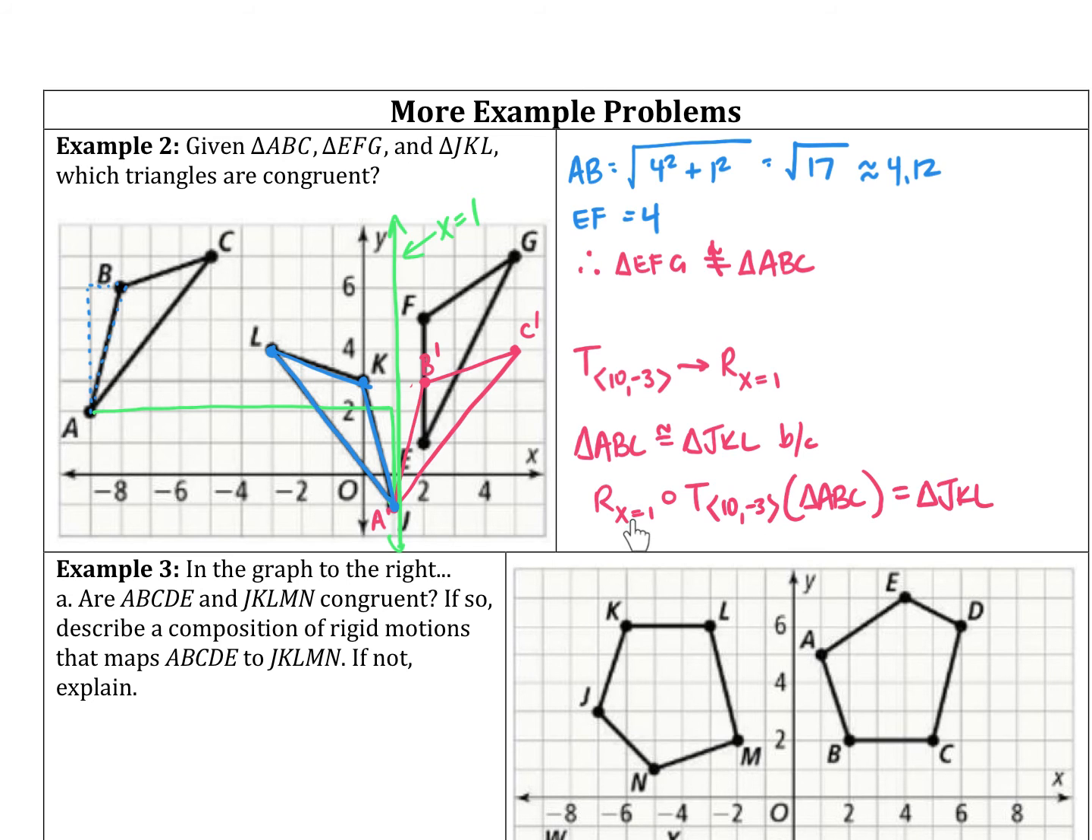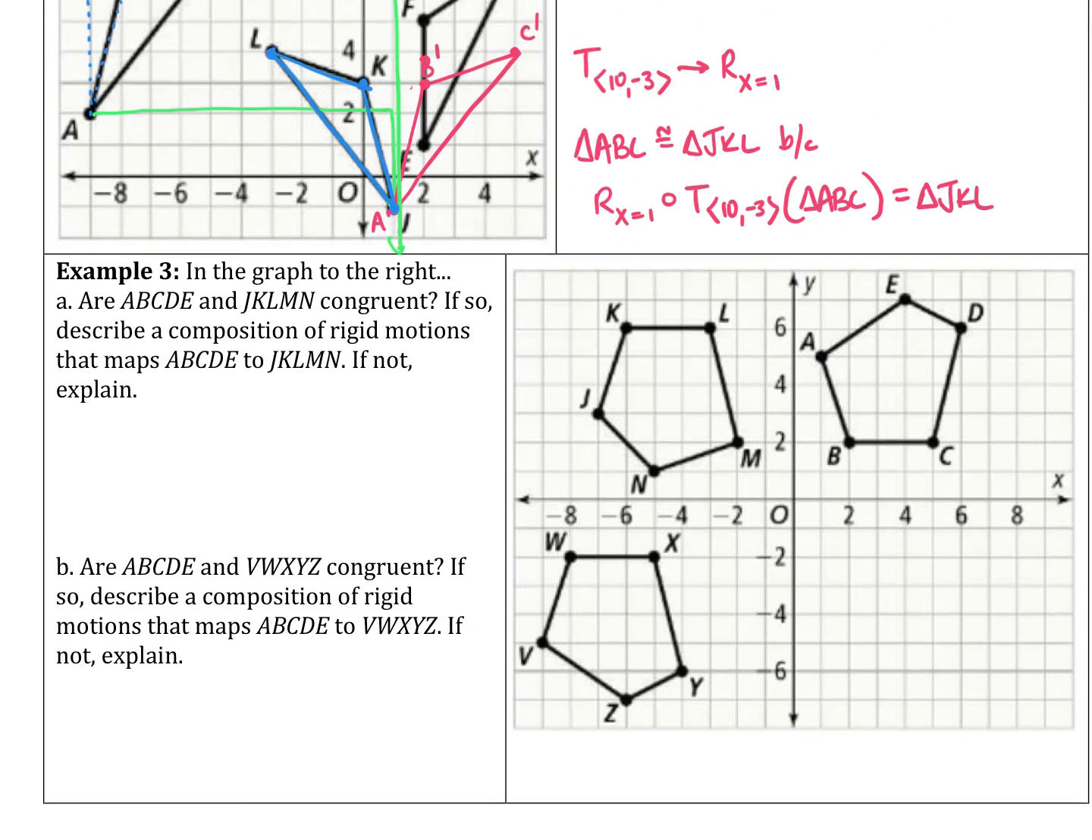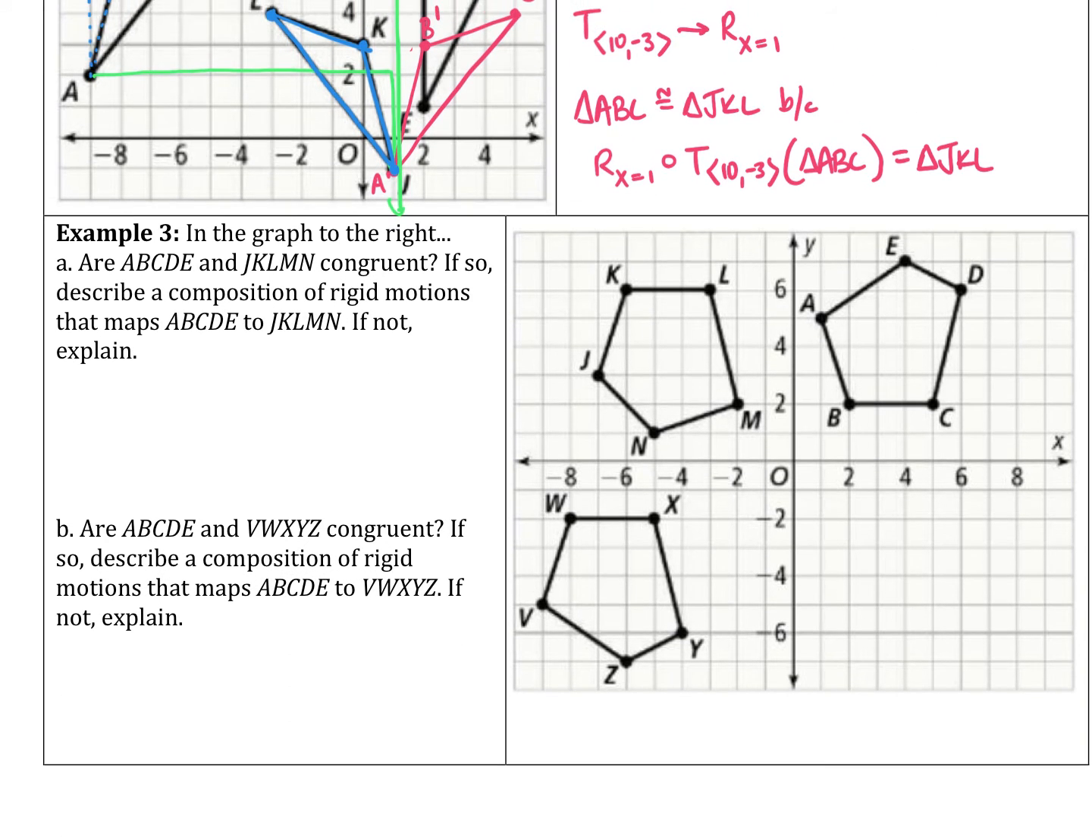I can do a congruence transformation, a composition of rigid motions that takes one triangle and maps it to the other, and that means they have to be congruent. Now we have one more example that's going to do kind of the same thing. So I'll move through this one maybe a little bit more quickly.